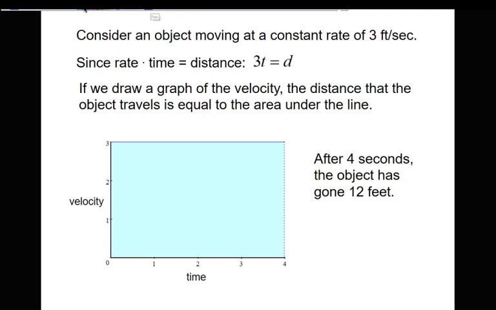So this line here is your velocity. You're going this constant rate, so every second, you're going 3 feet. After 4 seconds, how far did you go? Well, if you plug it into your equation, 3 times 4 equals 12 feet. But also, when we graph the velocity as a constant velocity, the area underneath also represents that 12, because this rectangle has a height of 3 and a width of 4, so the total area is 12.